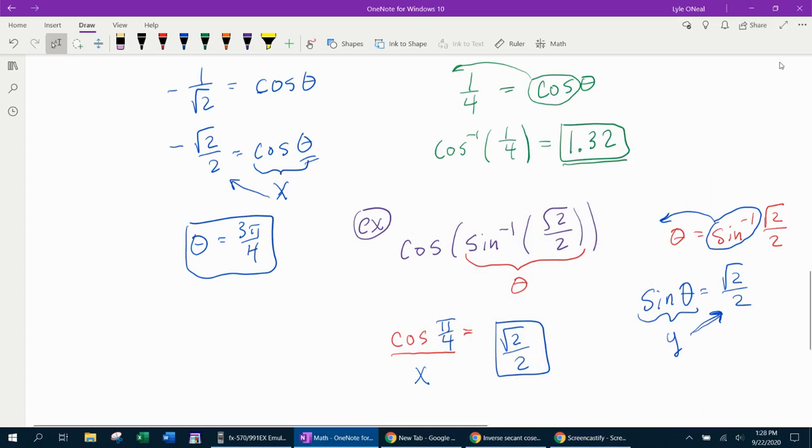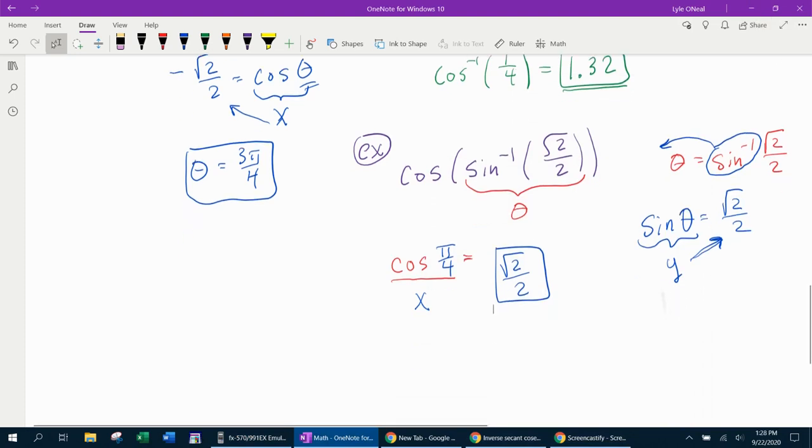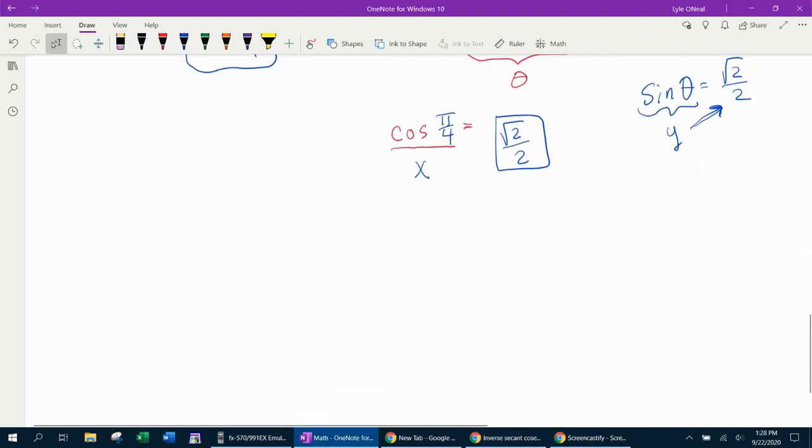Oh yeah, calculator, freaking sweet. All right, let's do another example. We're going to do several examples here, okay? Next example.